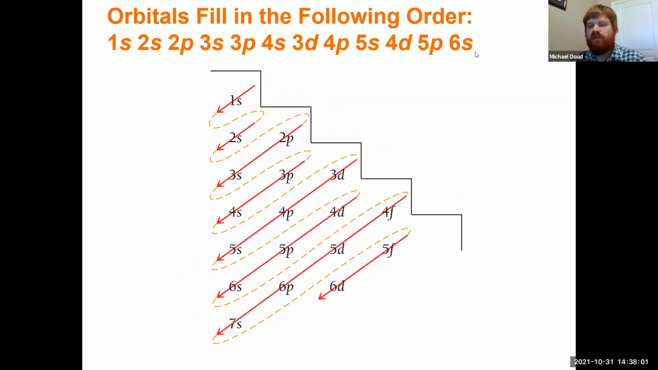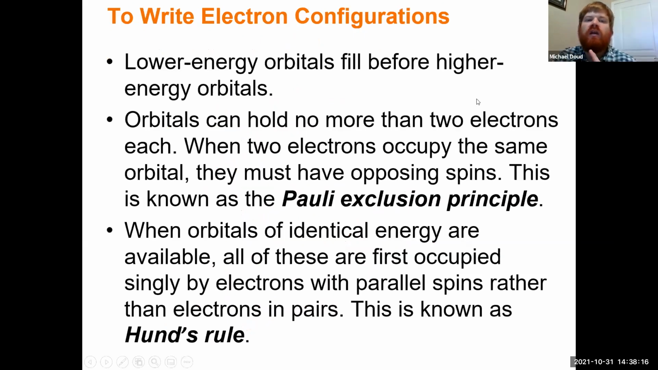So that's how you can do it, even if you don't have this memorized up here. There's an even easier way to do it, which is using the periodic table. But since we haven't done enough of these electron configurations yet to discover that, we'll just look at it this way for now. Okay. So here we go. This is how we're going to write electron configurations.